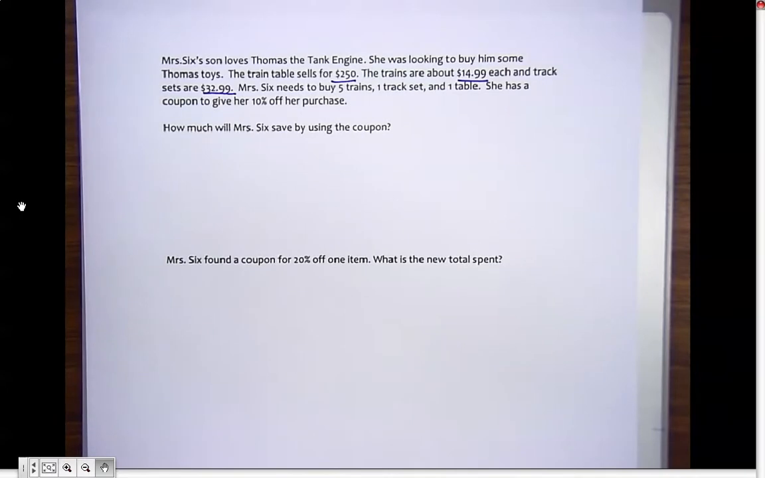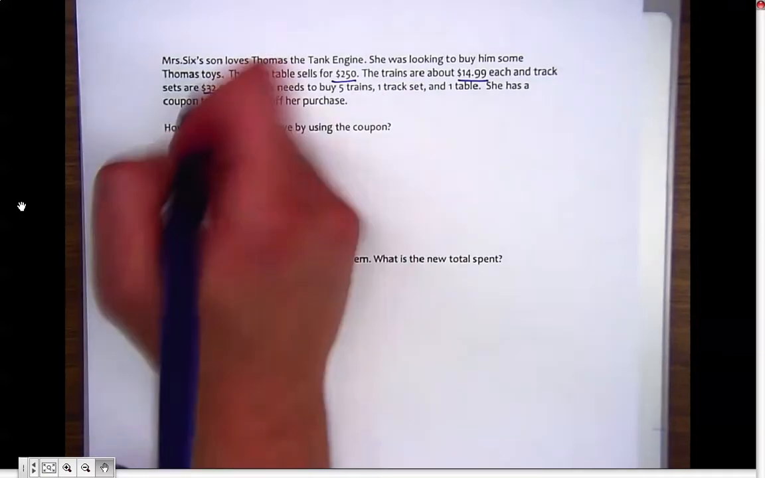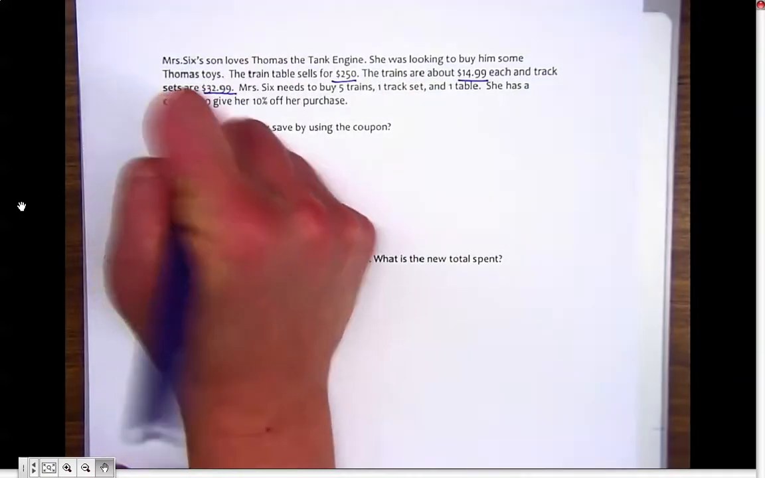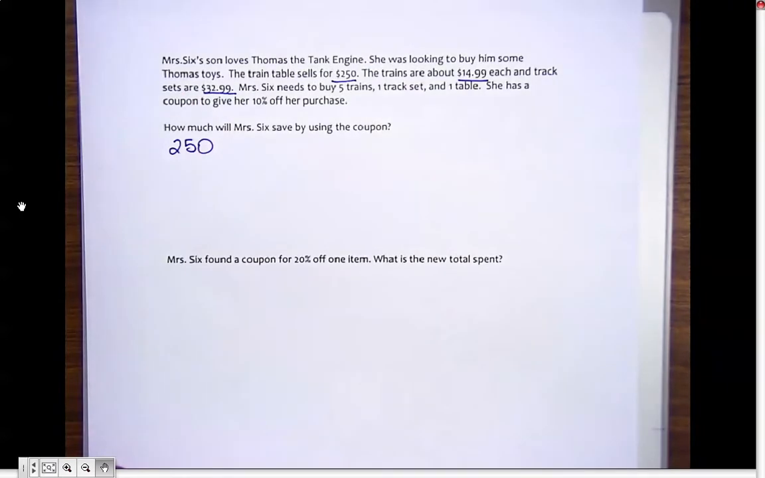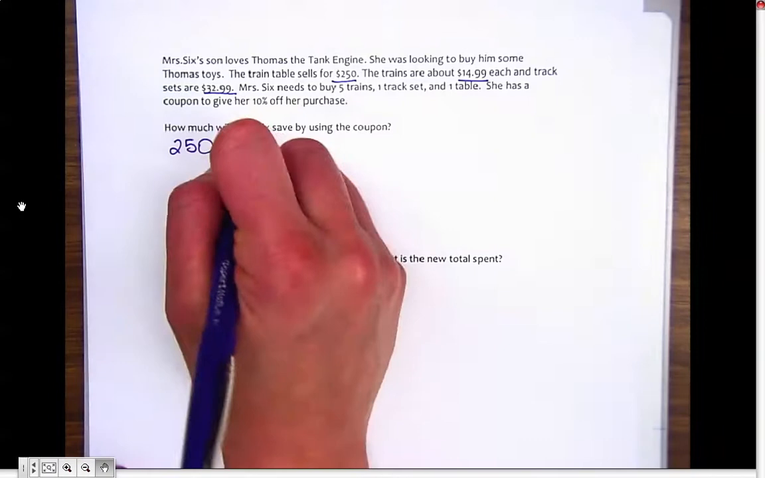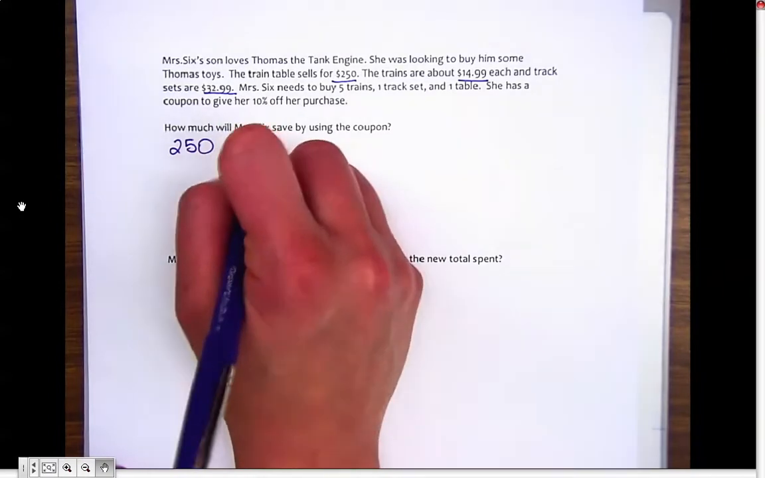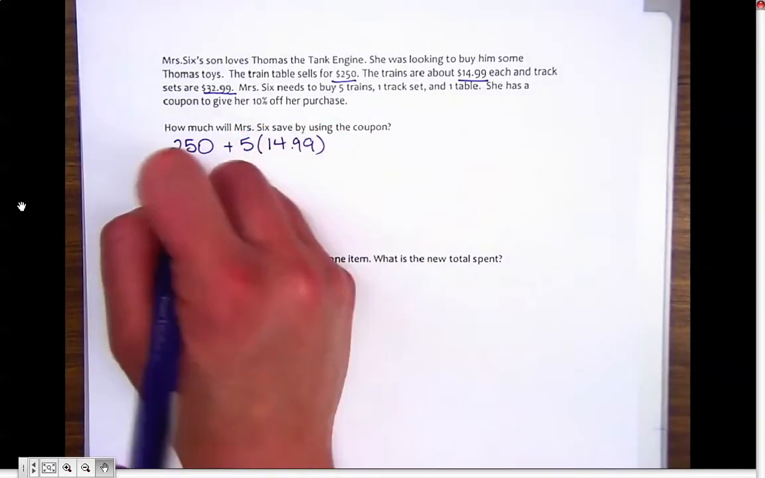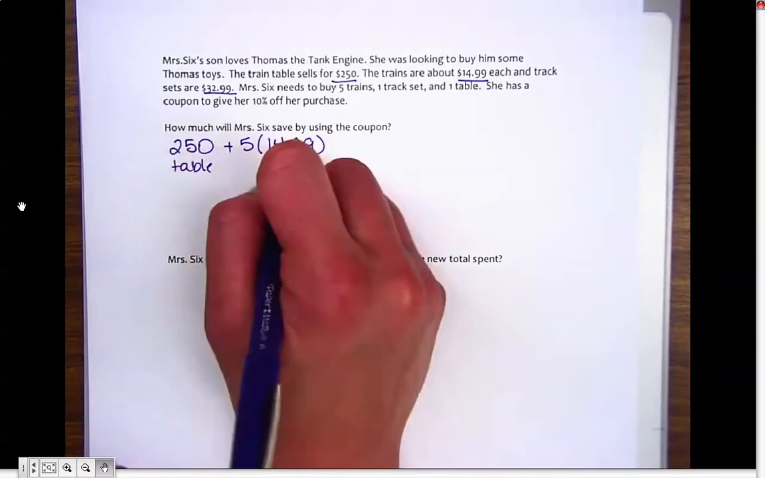So let's see how much I'm going to save using the coupon. So the first thing I need to do is find out my total cost. So I'm going to buy a train table. That's $250. I'm going to be buying 5 trains. So that's going to be 5 times $14.99. So this is our table. This is our trains.